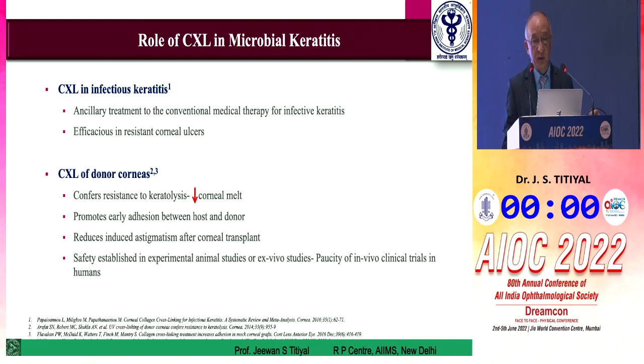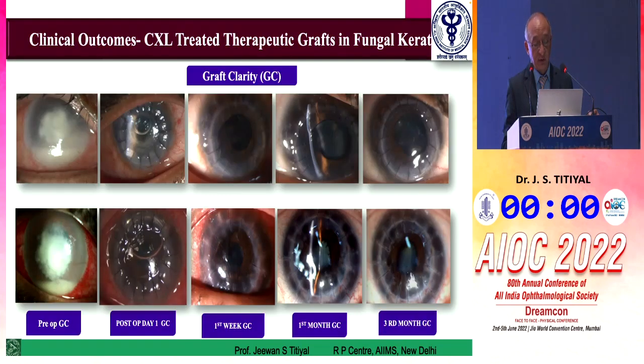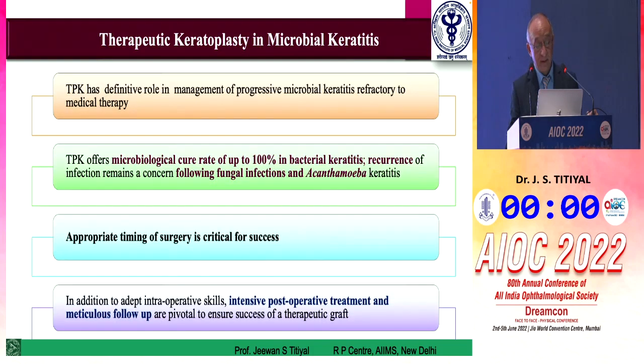I think it was the first time we reported that you can cross-link the donor tissue and put it in for fungal corneal ulcers. And it seems to do quite well in terms of prolonging the clarity of these grafts, with fewer chances of recurrence and fewer wound-related problems. And in recent times, Dr. Radhika has been working on cross-linking the entire eye so that the host graft junction also gets cross-linked in these cases. That might do better in the future also.